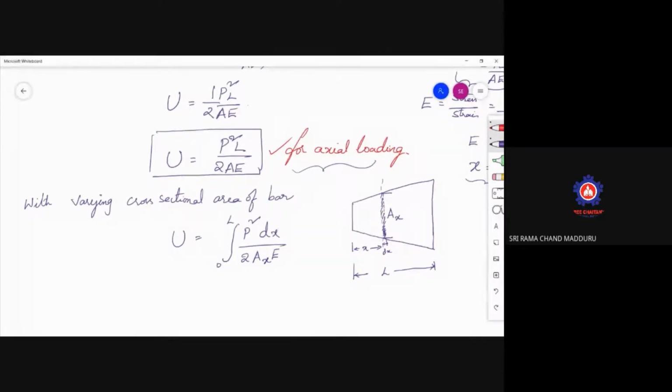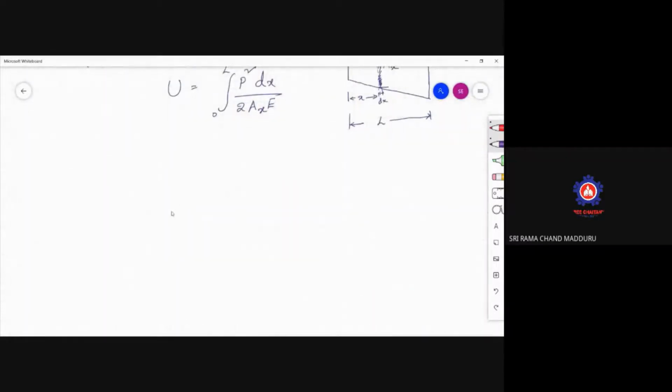Now, let us go to the next one, strain energy due to bending. That means when a beam is subjected to bending, what is the energy that is stored in the body that is to be calculated?